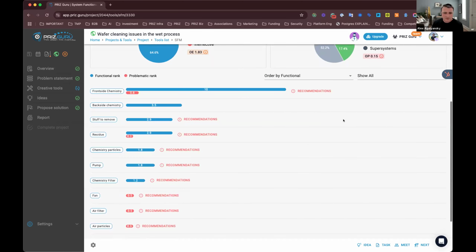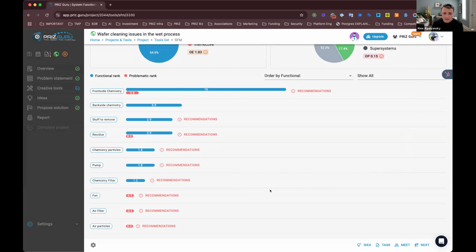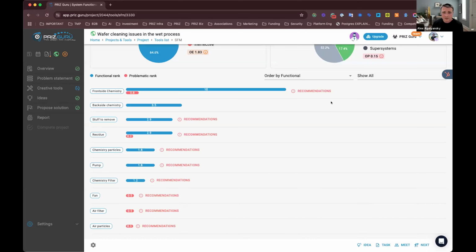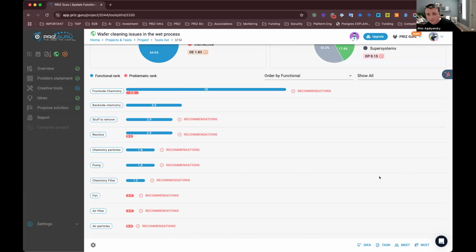Another small thing that I wanted to show, there are a few cases where we are proposing recommendations for the next steps. Each and every one of them will have a little bit different recommendation, and sometimes linked to other tools, like the inventive principles, and so on. So we're developing that system further.